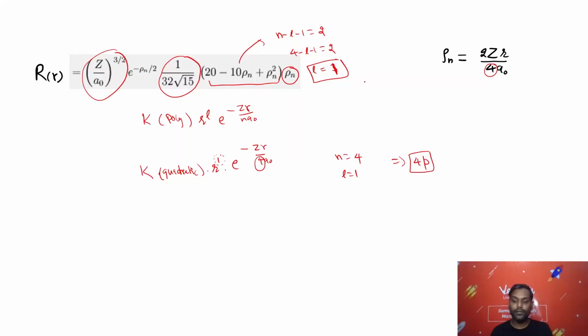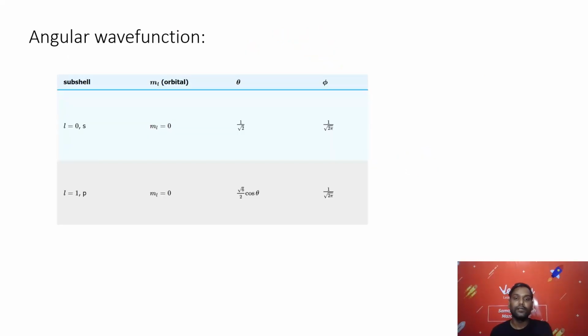So let us talk about the angular wave function now. The angular wave function, as I told you, is a multiple of two distinct functions. One is Θ(θ) and one is Φ(φ), and the multiple of these two will give us the angular wave function Y_lm.